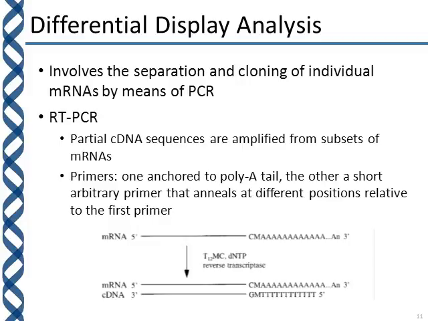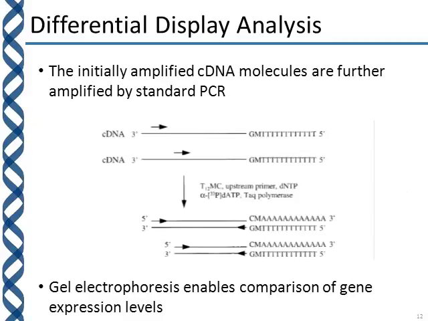The diagram at the bottom shows an example of the messenger RNA with the poly A tail. Reverse transcriptase results in a cDNA with a poly T tail. The initial amplified cDNA molecules are further amplified by standard PCR, as shown in this diagram. Subsequently, gel electrophoresis enables comparison of gene expression levels.